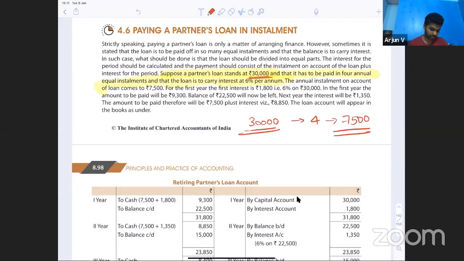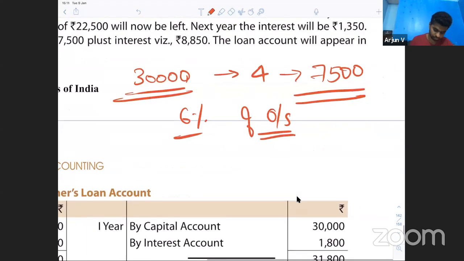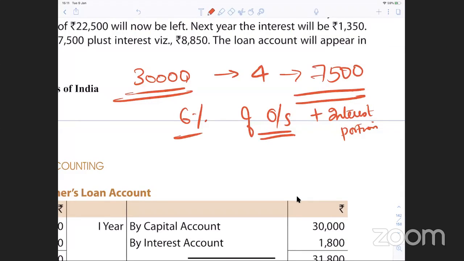Correct? Now they are saying that the loan should carry 6% interest. So when the loan has to carry a 6% interest, we will be looking at 6% of the outstanding amount. So you'll be paying not only 7,500 but also the interest portion of the loan. Are you clear till now?